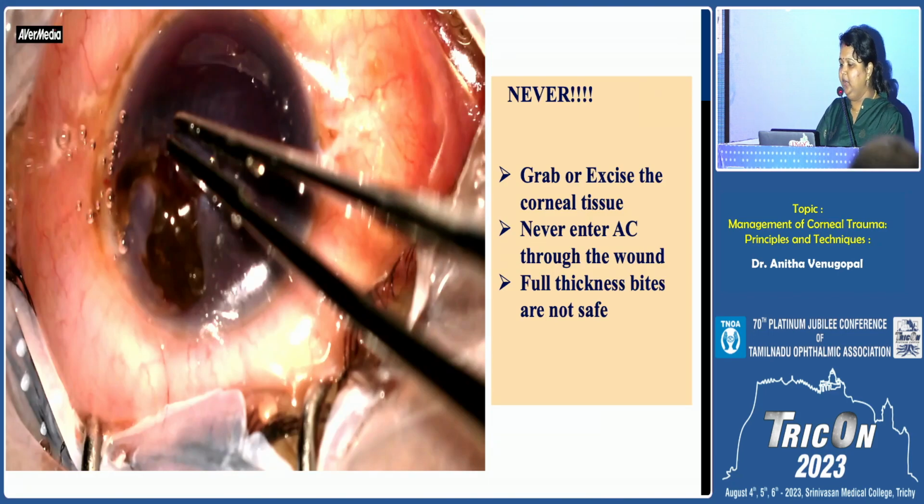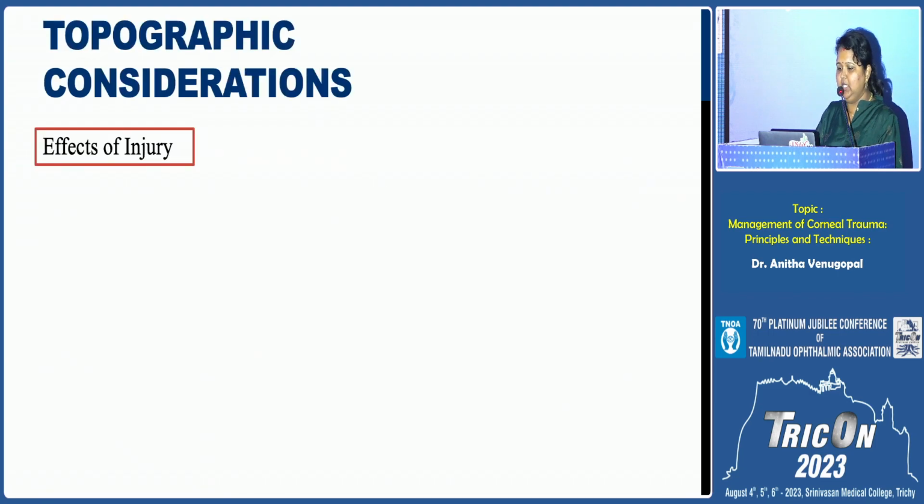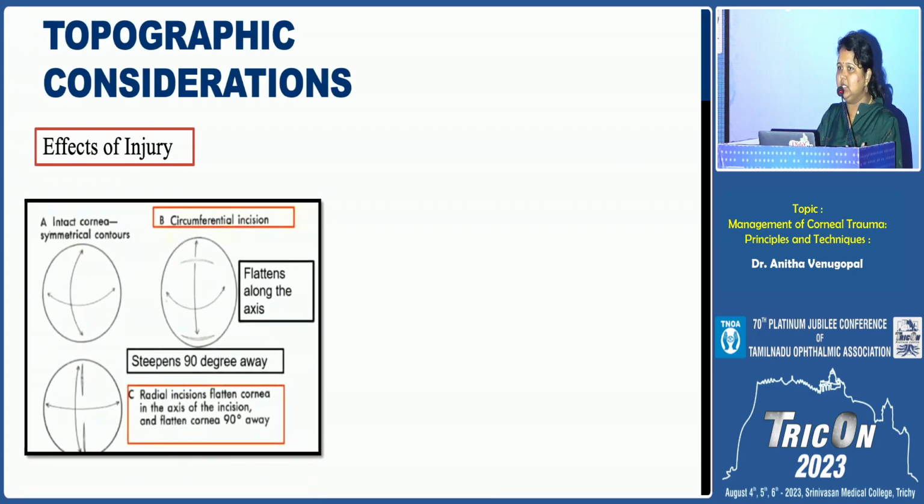Never ever grab or excise the corneal tissue. Never enter the anterior chamber through the wound, and full thickness bites are not always safe. As for sutures, 10-0 monofilament nylon is used for corneal tear repair, and 9-0 nylon for the limbal, because of its less tissue reactivity. Reverse cutting and spatulated needles are preferred because the cutting occurs on the outer surface of the needle. And what happens when the injury occurs to the cornea? What are the topographic considerations?